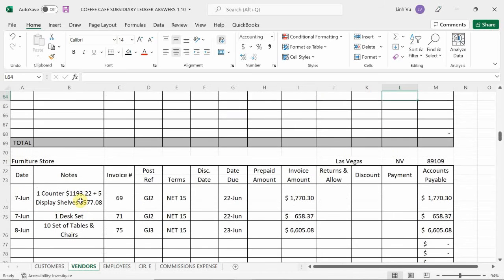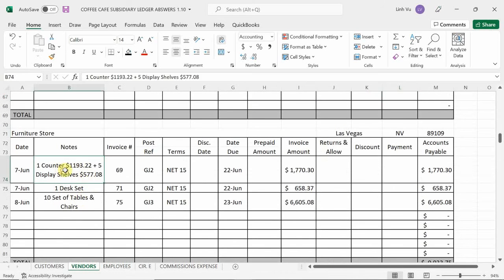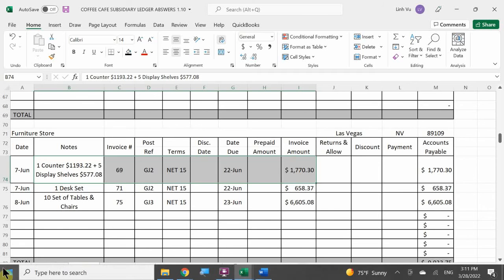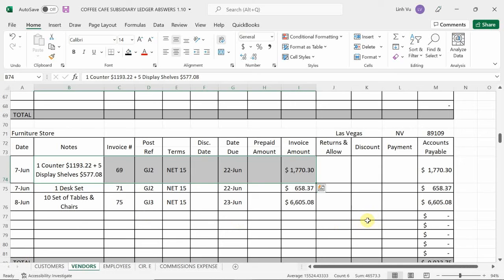Furniture store. Invoice number 69, I owe $1,770. Invoice number 71, I owe $658.37. So in this case, how much am I going to make a payment for? And look, they're both due today, June 22nd. So how much am I going to be writing this check out for?